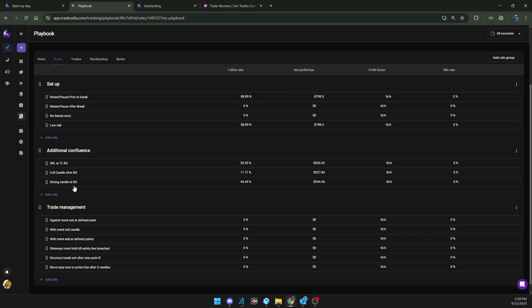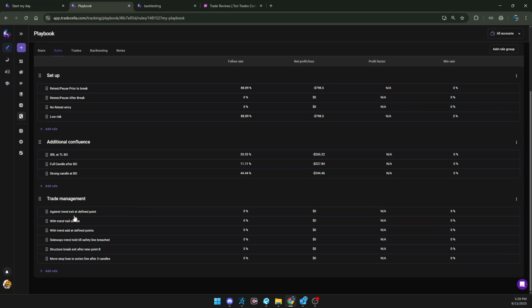And strong candle to me means that 50%ish of the candle is on the breakout side of the trend line, and it's a good strong candle, bigger than the normal candles. My trade management, if it's against the trend, I exit at a defined point. If it's with the trend, I can trail by candle. If it's with the trend, I can add at defined points. So I can add a contract at defined points.